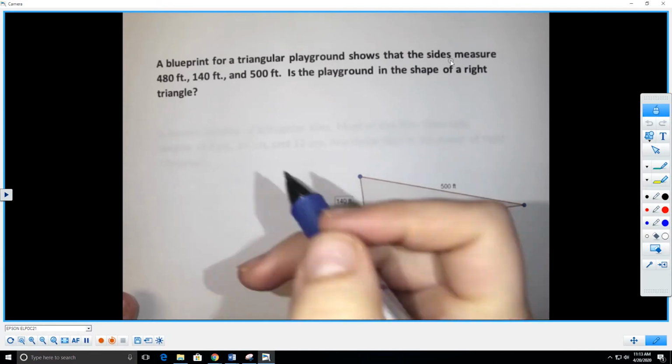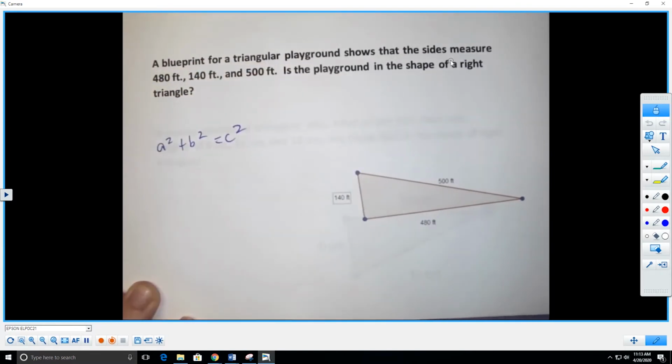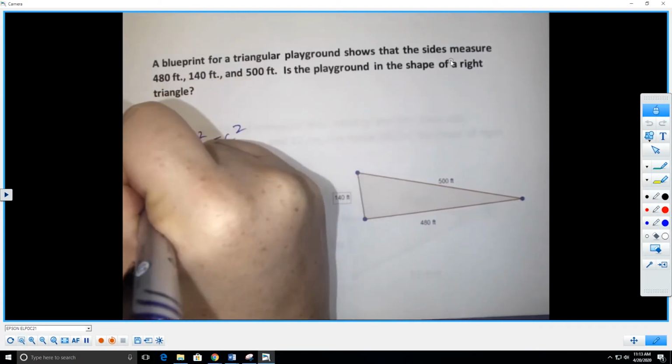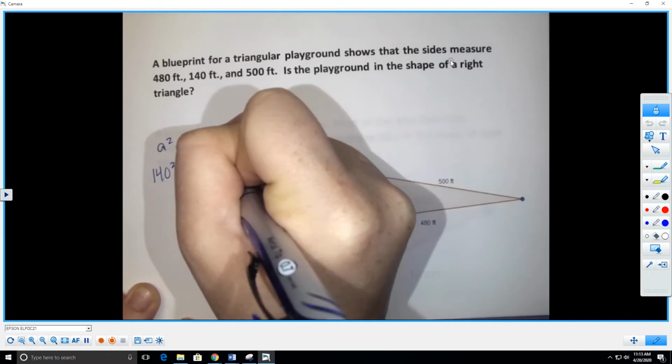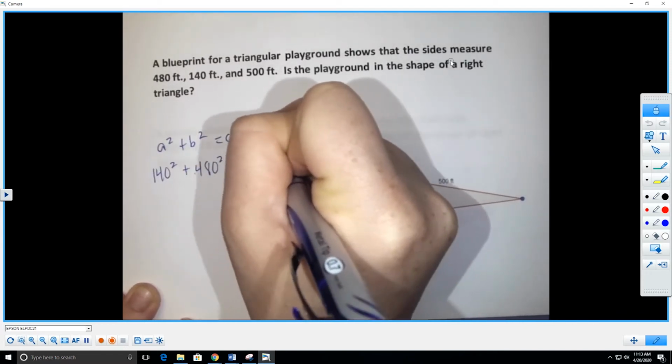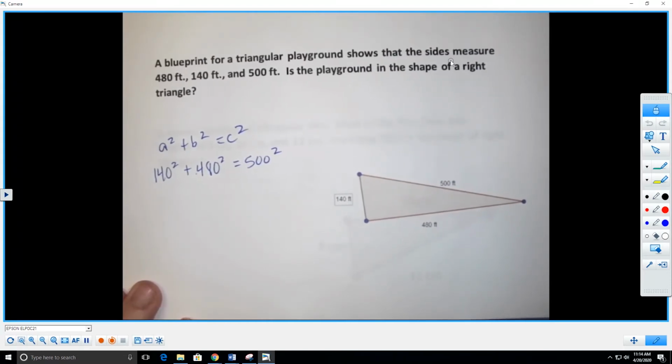Follow along with me. So we have a squared plus b squared equals c squared. We're going to substitute in 140 and 480 for the leg measures and 500 for the hypotenuse. Now simplify both sides and determine if the resulting statement is true or false. You can use your calculator or your calculator app to help you with the arithmetic if you'd like.